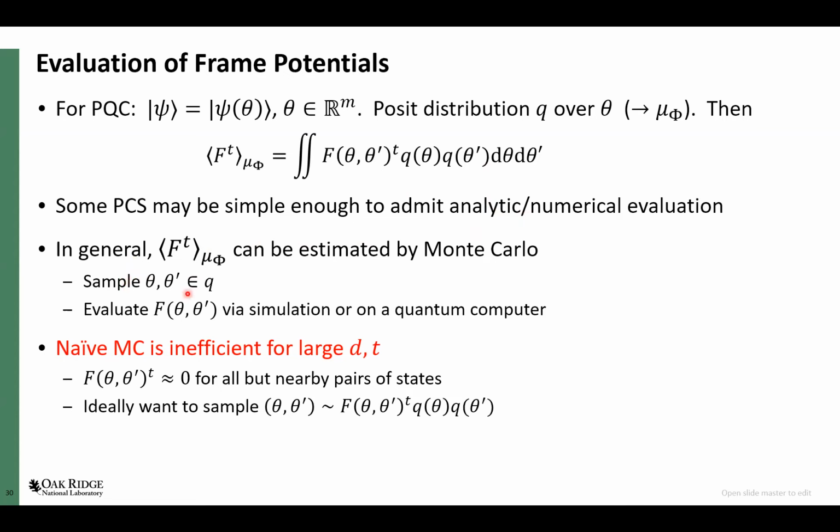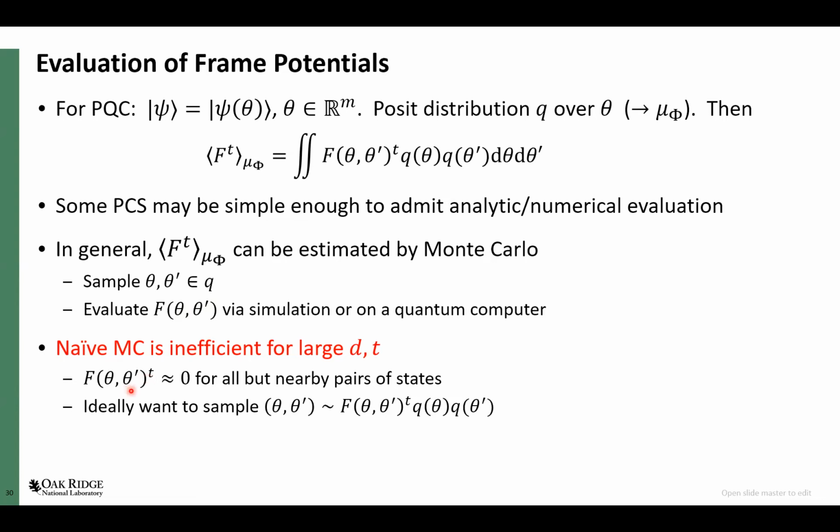And the way you would do this is you would pick a pair of random parameter vectors. Then you would figure out what states those circuits would produce. You compute the fidelity between those, you raise it to a power, and then you average over that. So that's the naive approach. And that's okay if you have small dimension and small t values. But if the dimension or t gets at all large, this is going to be very inefficient.